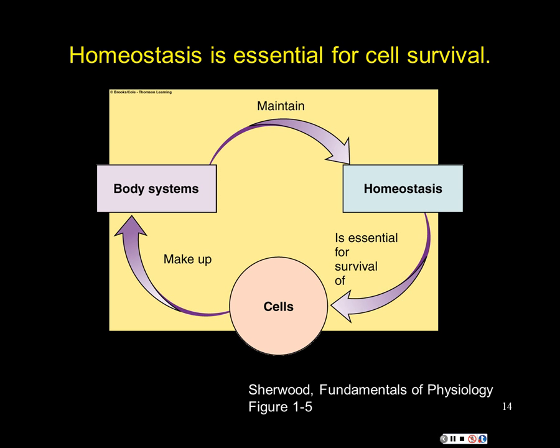Balance. Okay. Factors have to be in balance in order for a cell to survive. If factors are not in homeostasis, the cell is not going to be in balance, and it's going to be susceptible to disease. It's susceptible to what?